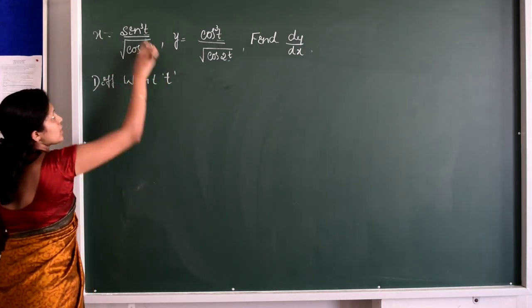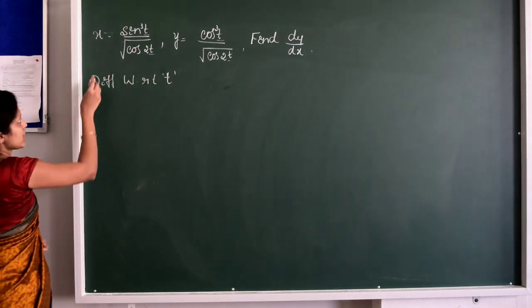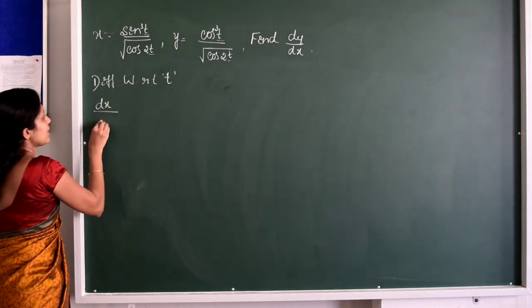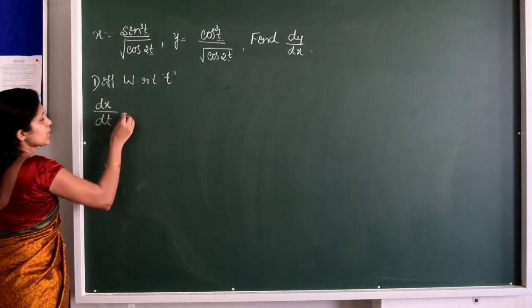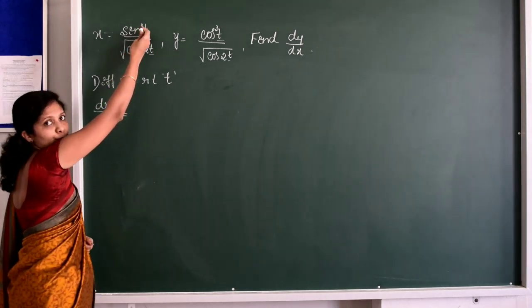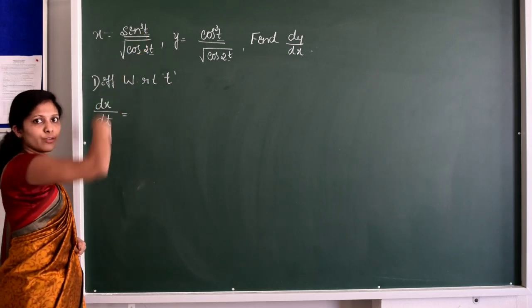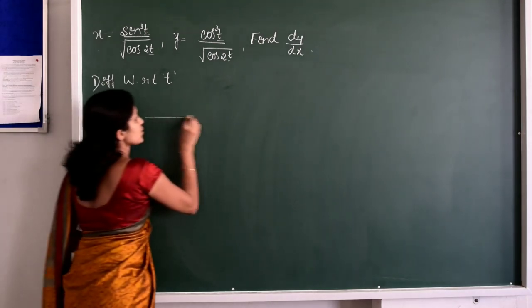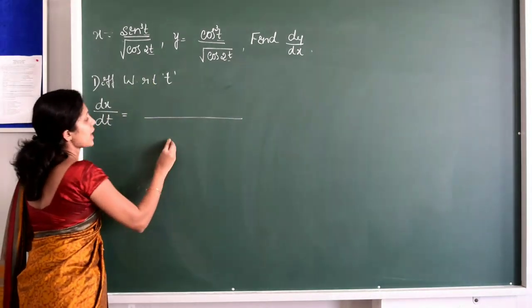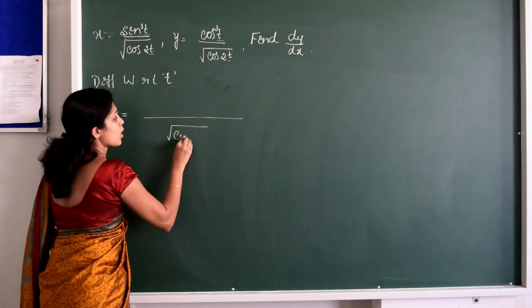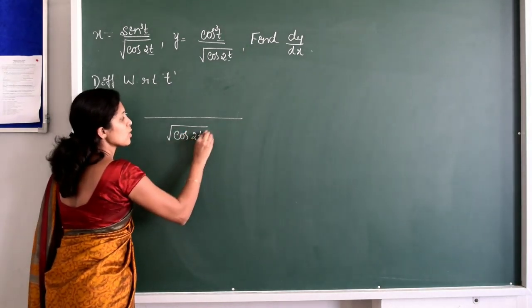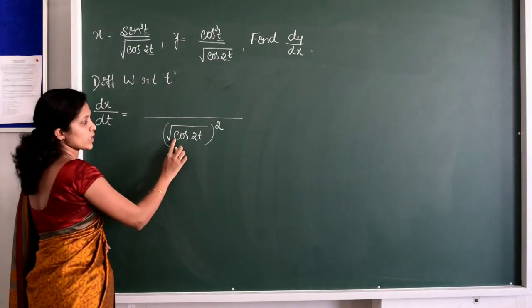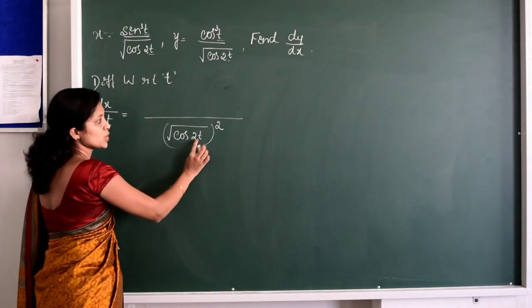Is it clear? First you have to check the variable. So now we differentiate. Derivative of x with respect to t will be dx divided by dt. Now here you can observe this. This is of the form f of x by g of x, or u by v. You have to apply the quotient rule. What is the quotient rule? This is division, so I have to write the denominator, root of cos 2t whole square. Directly write this one: denominator g of x whole square, that is root of cos 2t whole square.